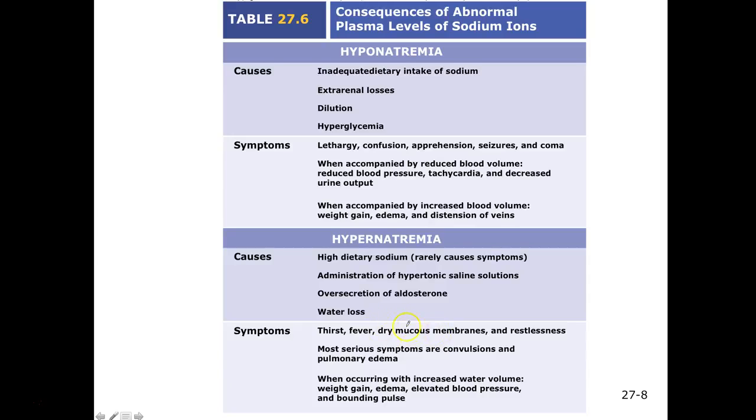Of course, you aren't using the water that you do have in your body properly, so you're going to have dry mucous membranes. It'll also cause you to have dry and kind of flushed skin as well. More seriously, we'll have convulsions and pulmonary edema, again, pulling that water into the wrong areas. When it's occurring with increased water volume, then we start to see the same things we saw up here. So weight gain, edema, but then we'll also see elevated blood pressure and a bounding pulse.